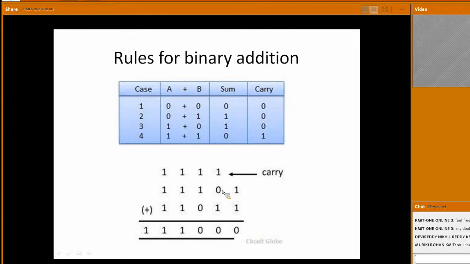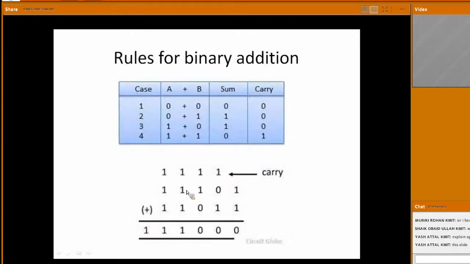Now that 1 is to be added to the bit 1. 1 plus 1, the result is 0, and it gives a carry of 1. Next, 1 and 1: this carry 1 and the register bit 1 give a sum of 0 and a carry of 1. That 0 should again be added to this 0. It gives a 0 as your result. When you add this 1 and 1, it gives a sum of 0, sorry, a carry of 1.